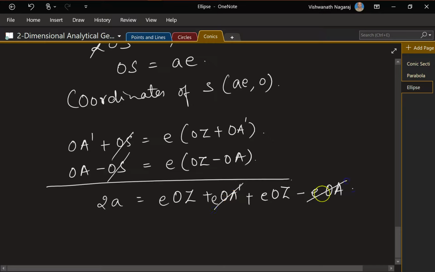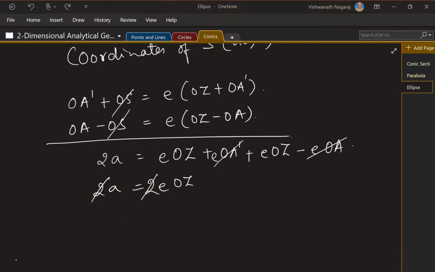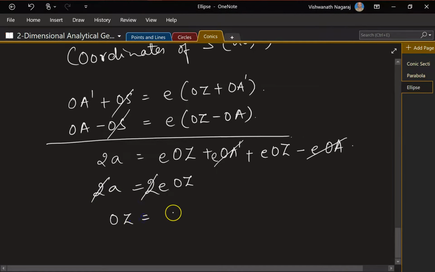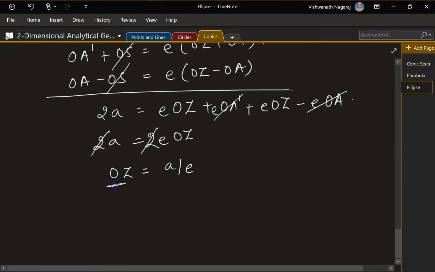OA dash and OA are the same, equal, so they get cancelled, and we are left with 2EOZ = 2A. So 2 gets cancelled, so OZ is equal to A by E. So here we got OS, and here we are getting OZ. So the equation of L, that is the directrix, is x equal to A by E, or x minus A by E equal to 0.